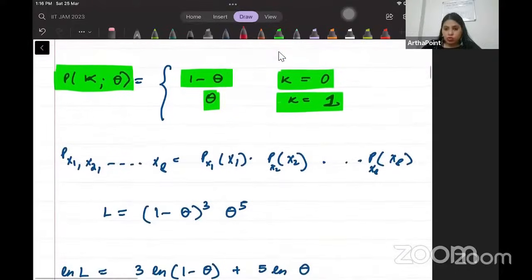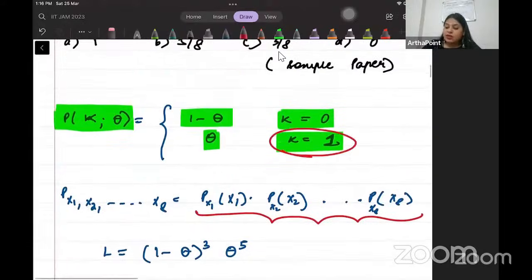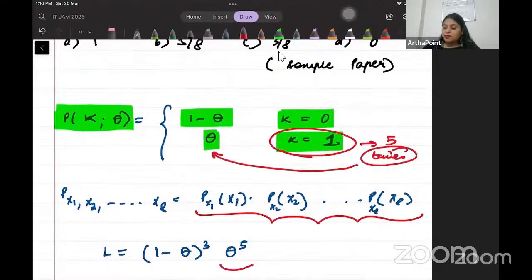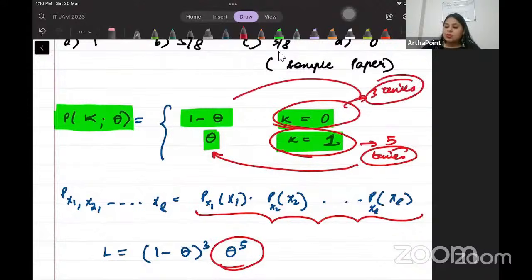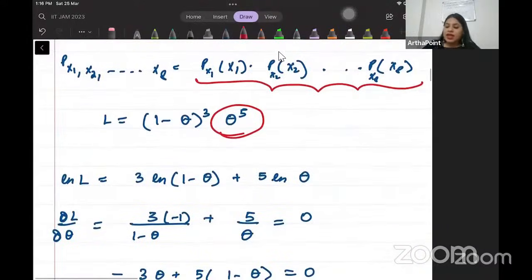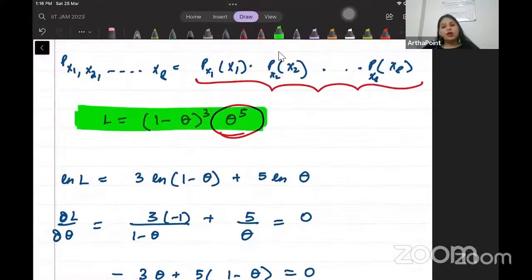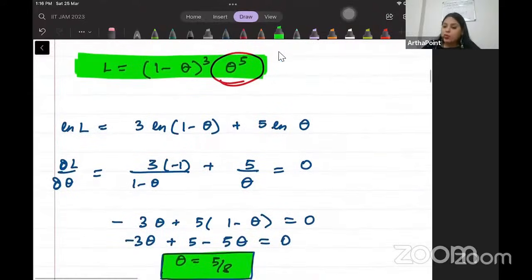So if I multiply these different probability mass functions together, I see that the value 1 comes 5 times, so it will be theta to the power 5. And I see that the value 0 comes 3 times, so it will be 1 minus theta to the power 3. And this will turn out to be my likelihood function. Now, I need to maximize this likelihood function. So how will I maximize it?